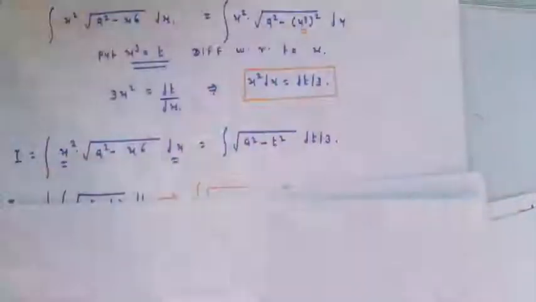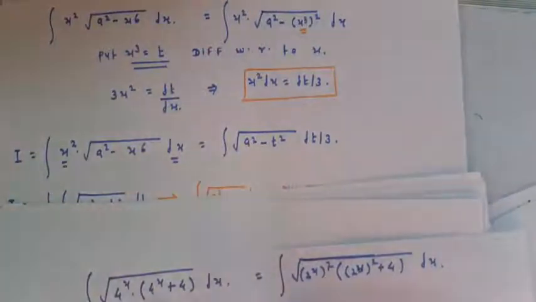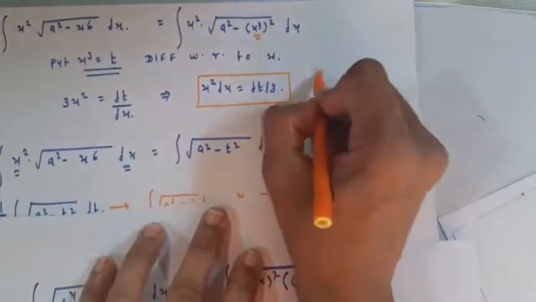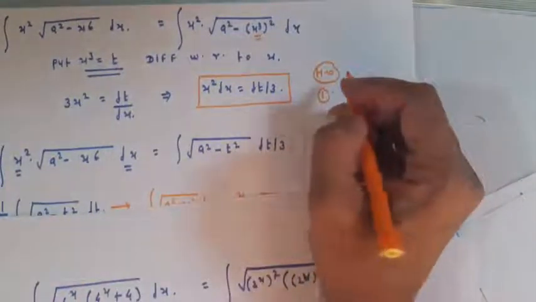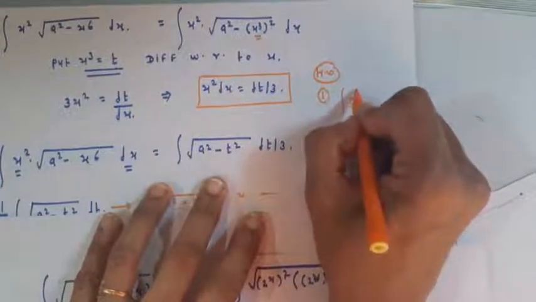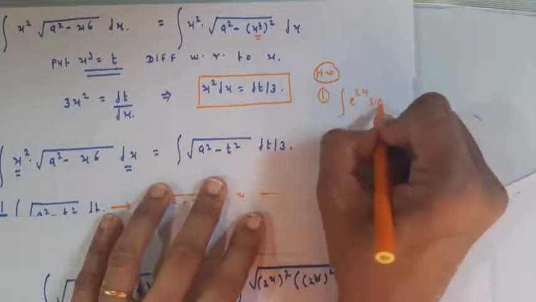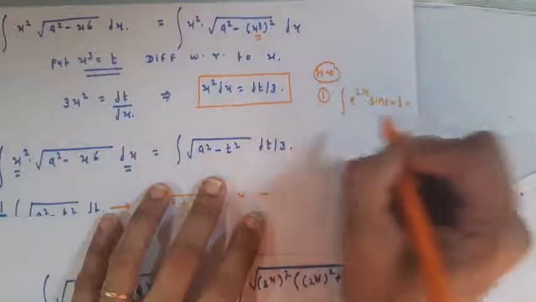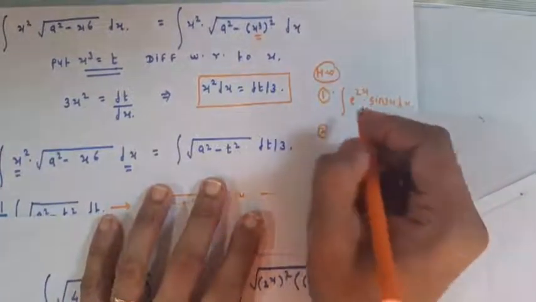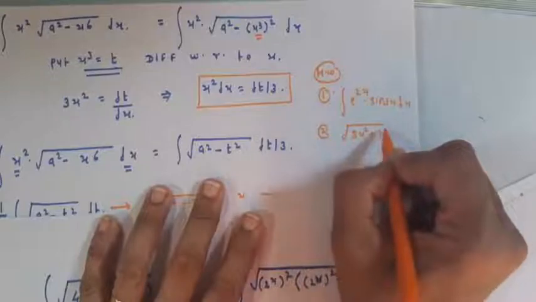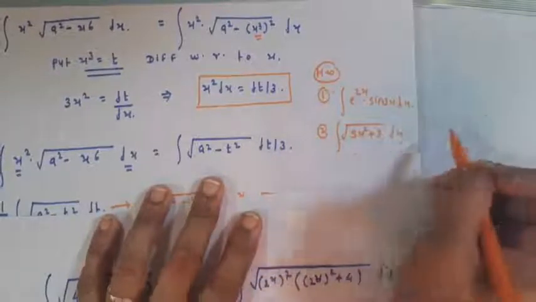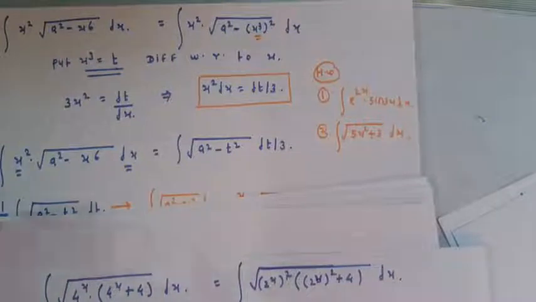Okay students, now let us set two problems as homework. The first homework problem is: evaluate the integration of e raised to 2x into sine of 3x. This is a repeated type of integration. And the second one is: evaluate the integration of 5x square plus 3. It's a very simple problem, students. So please try to solve it, and after solving send it to me on my WhatsApp. Okay. The remaining problems we will solve in the next video.